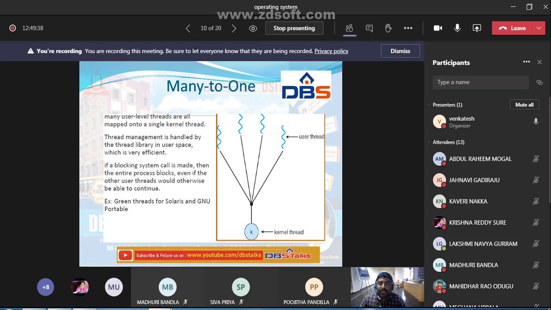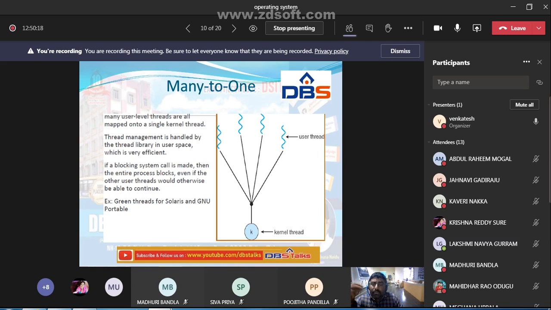Here these are the user threads. We are representing 4 user threads here, 3 there, and only one kernel thread. Many user level threads are all mapped onto a single kernel level thread. Thread management is handled by the thread library in user space, which is very efficient. In order to perform thread management, we use the thread library, which we will see now.